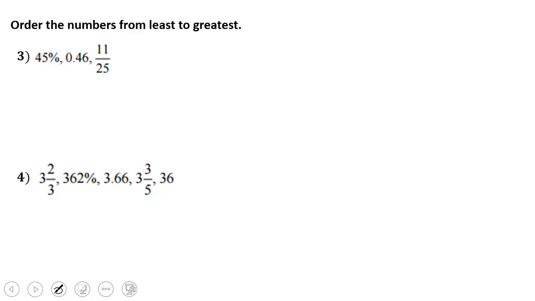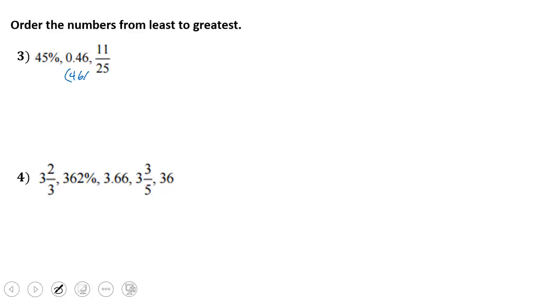The next thing we're going to be asked to do is order the numbers from least to greatest. Well, if you can compare, if you can tell me what's bigger than the other, then once again, we can put them in order. And of course, to do this, we do have to make sure they are all written in the same form. And of course, I am partial to percent. So I can say 45%, 0.46 and 11/25.